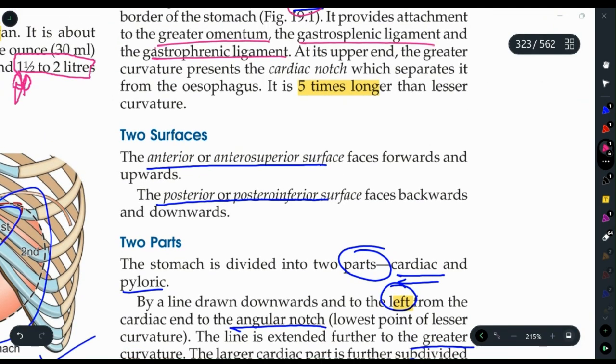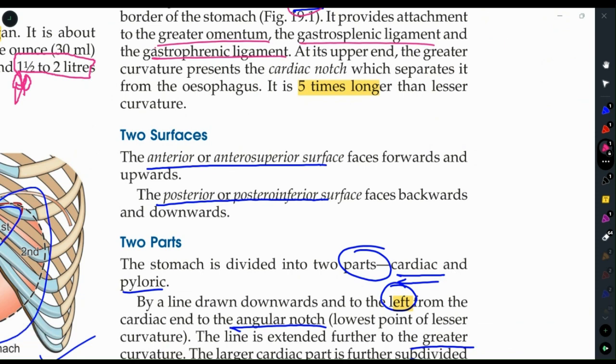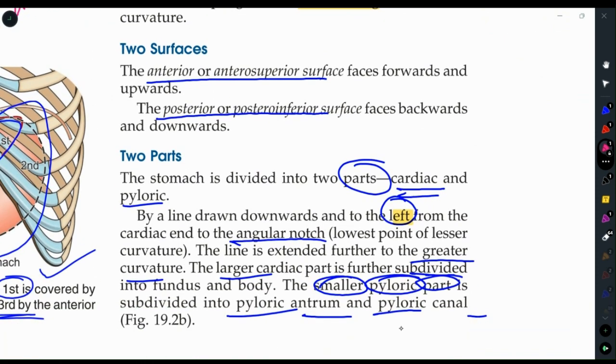Let's stop here for the external features. We will continue in the next part.